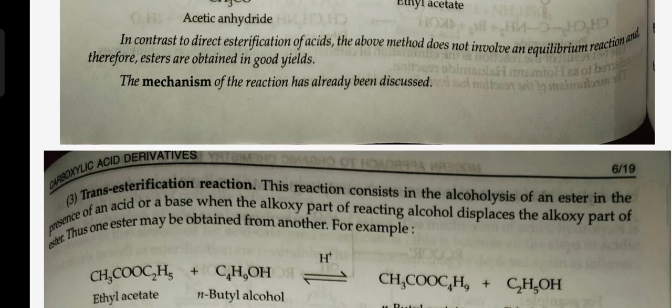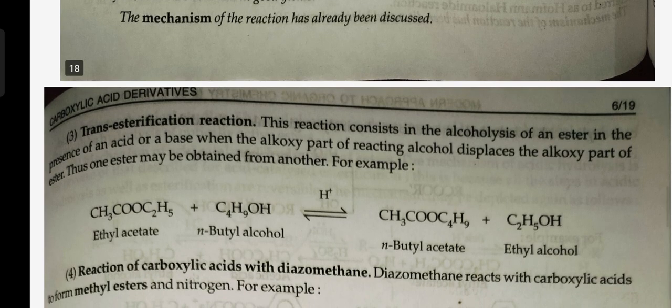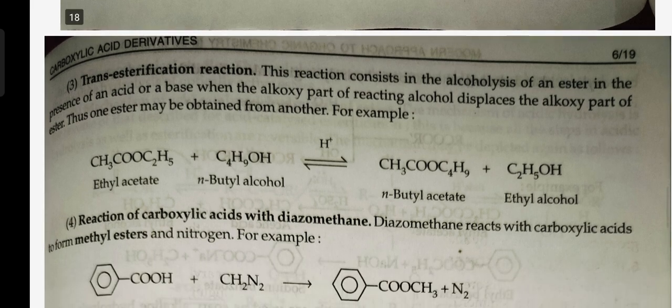Thus, one ester may be obtained from the other. For example, ethyl acetate plus n-butyl alcohol in the presence of H+ gives n-butyl acetate. Fourth, reaction of a carboxylic acid with diazomethane.